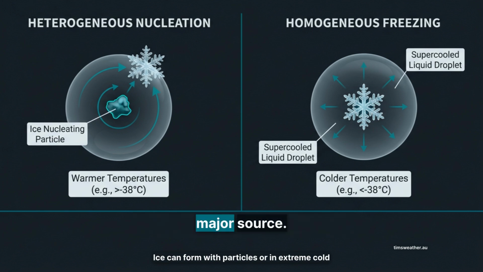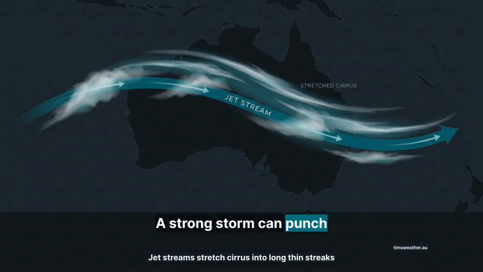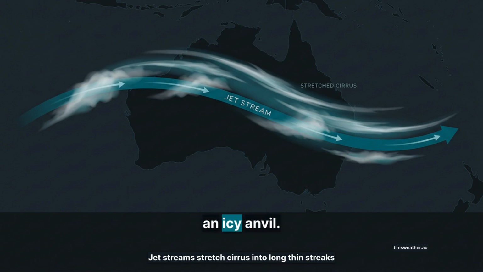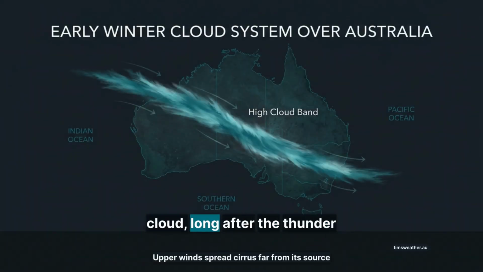Thunderstorms are another major source. A strong storm can punch moist air high into the atmosphere, then spread it outward as an icy anvil. When the storm weakens, that leftover ice can drift away as thicker cirrus spissatus or as thinner cirrus bands. This is why you can see high cloud long after the thunder and heavy rain have moved on.